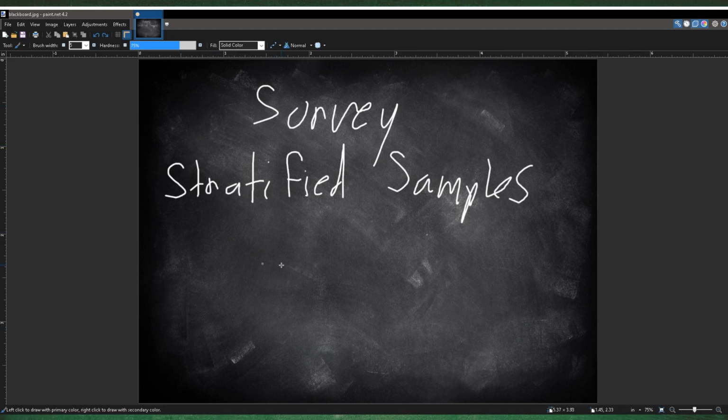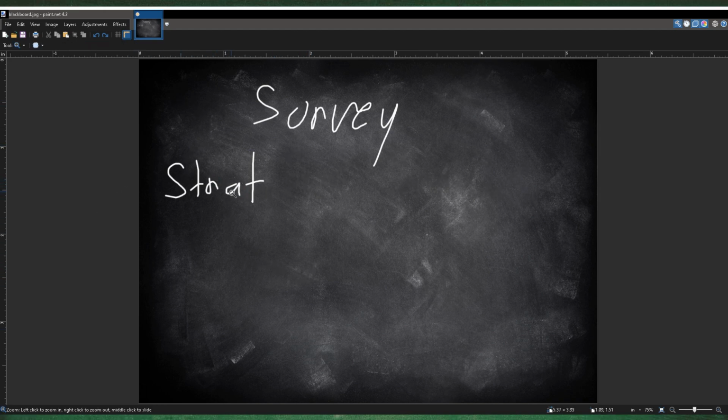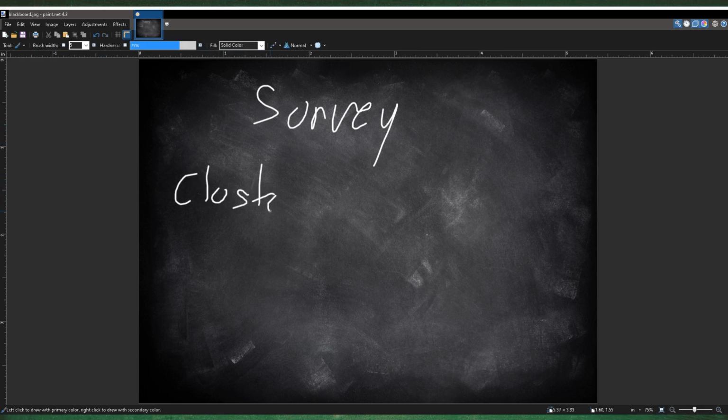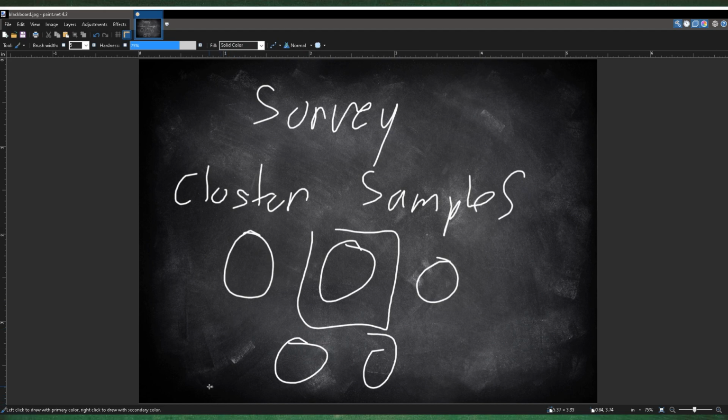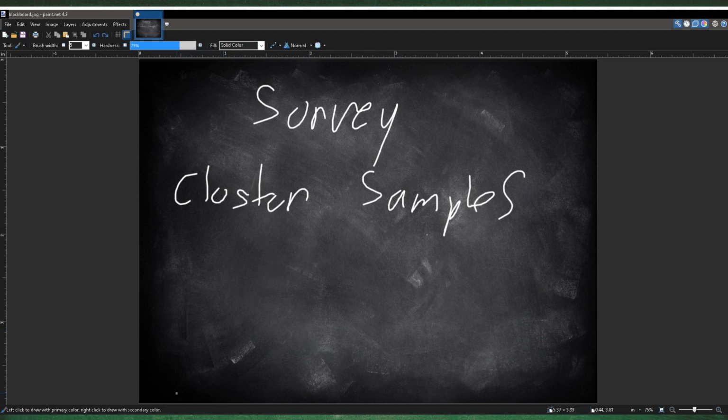The third kind of sample is cluster samples, where you split a population into smaller groups and you just choose one group. Imagine you have 50 people, but you just want a group of 10. So you divide the 50 people into 5 groups, and each group has 10 people. And then you randomly choose a group. So you choose this group. And that's called a cluster sample.